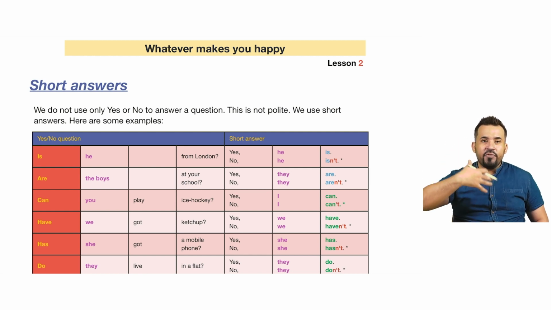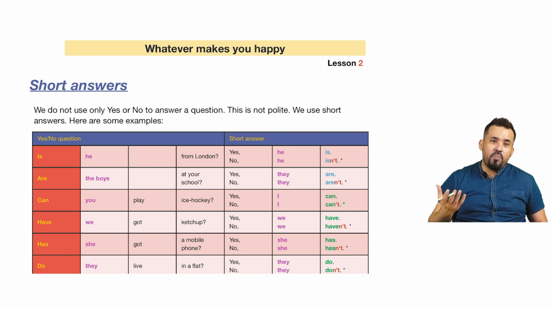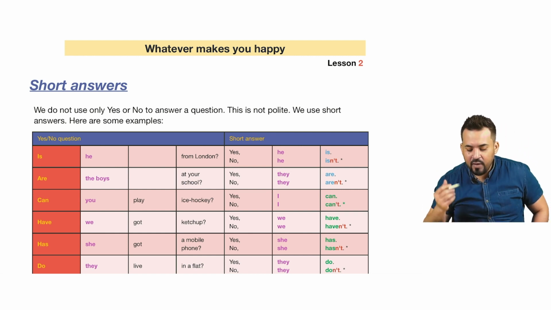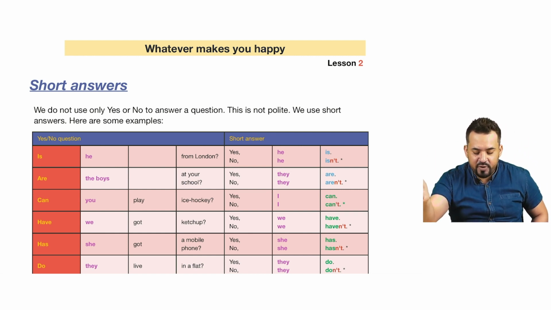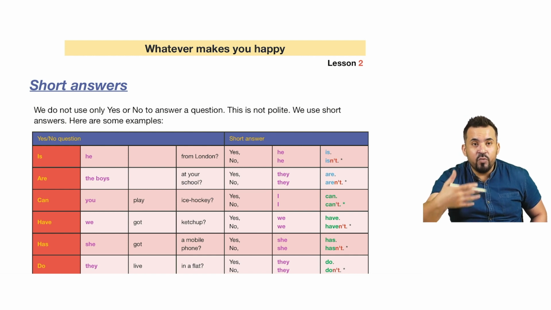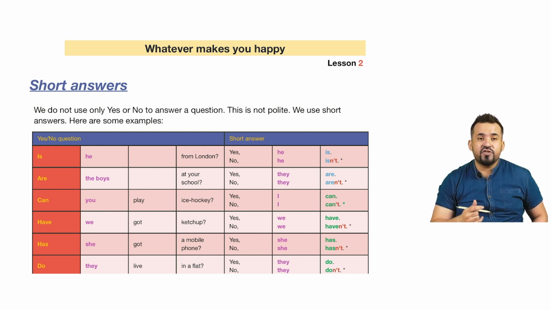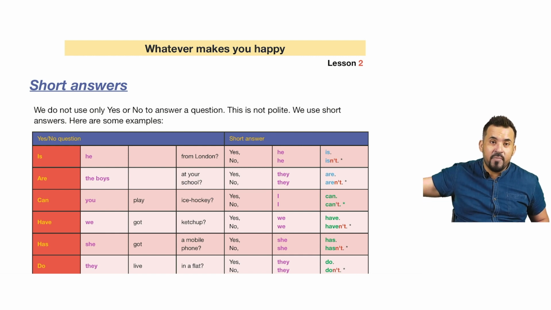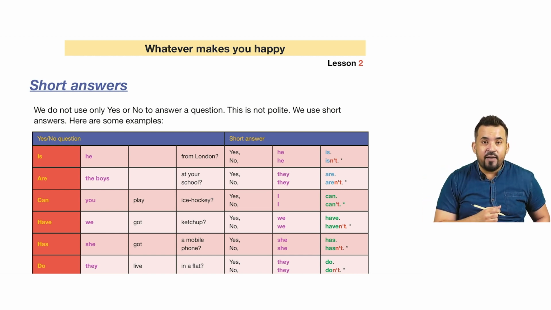So if you want to continue a conversation and sound more polite and less rude, it is important that we give fuller answers. Like, for example, is he from London? Yes, he is. Or no, he is not. And we can add more information to show that we want to continue this conversation. Like, for example, is he from London? No, he's not. He's from Amsterdam.